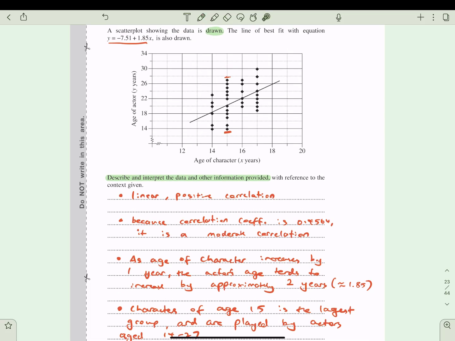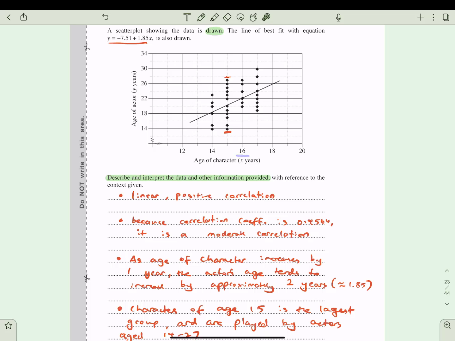So another thing we can notice as well is our y-axis values are very different to our x-axis values. So what does that mean? It basically means when the age of my character is meant to be 14, we have 18-year-olds playing them, 22-year-olds playing them.